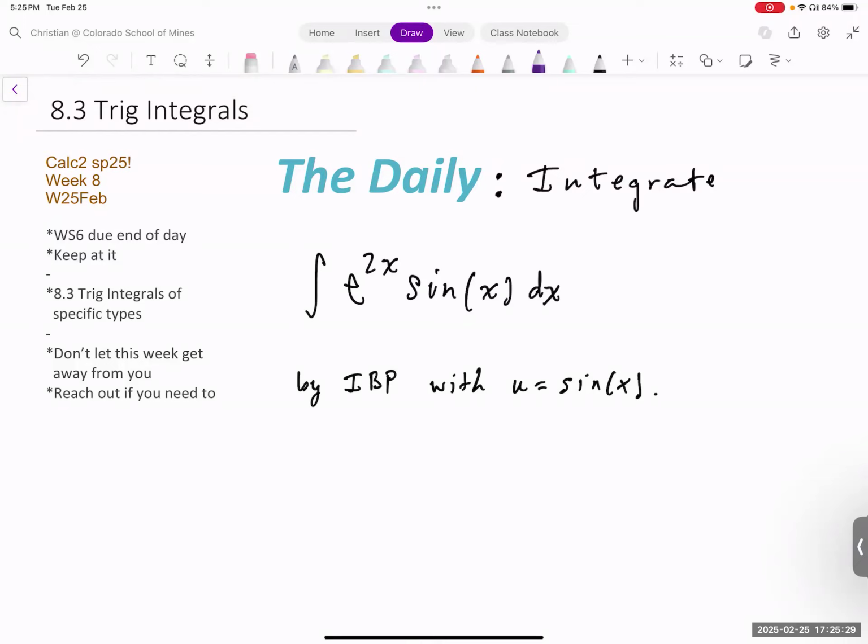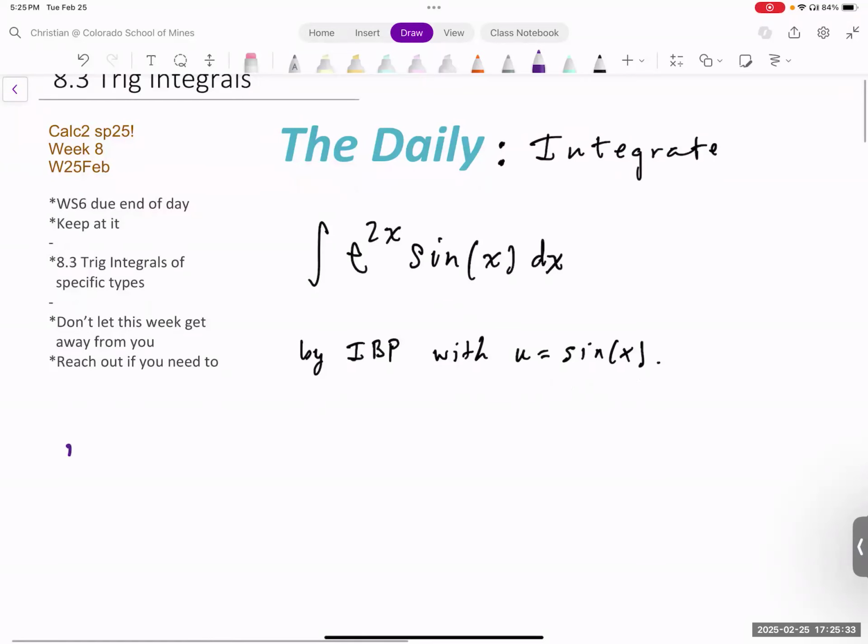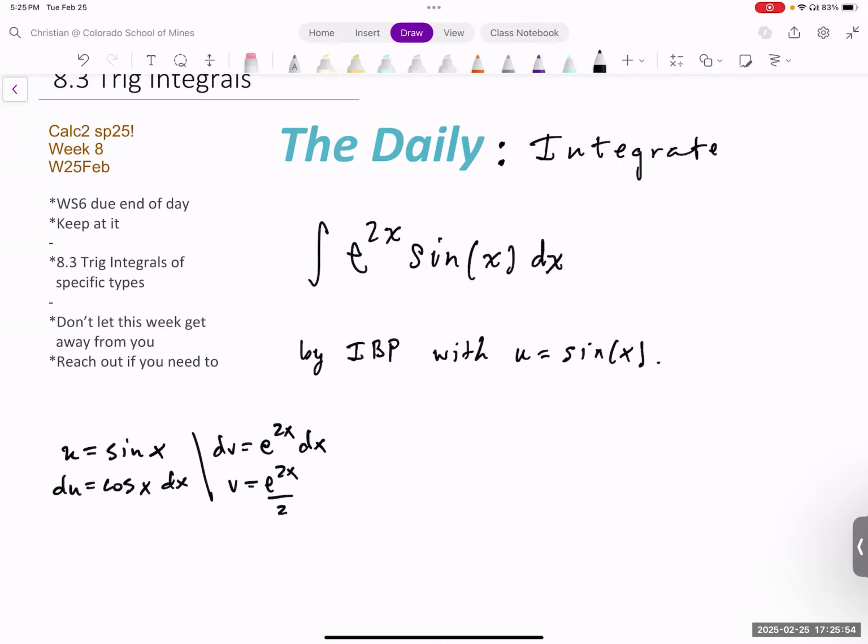Okay, assuming you are back now, let's pick u to be sine of x. That makes du cosine of x dx. dv is e to the 2x dx, so v is going to be e to the 2x divided by 2.